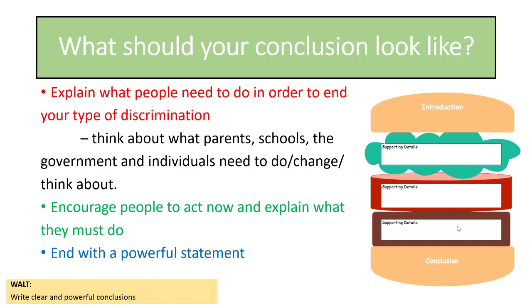It doesn't have to be another paragraph long. Conclusions do not have to be as long as your paragraph 2, 3, 4, and 5. But that explanation could be short, it could be brief, it could be your powerful statement, just to give them an indication of what you want them to do. And the final bit is end with a powerful statement. So they could sort of go hand in hand or they could be separate.